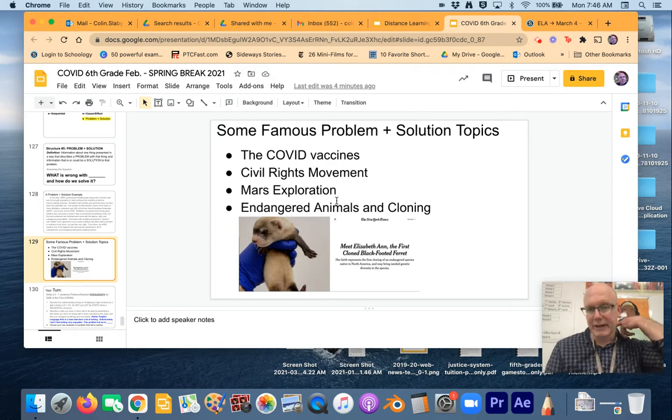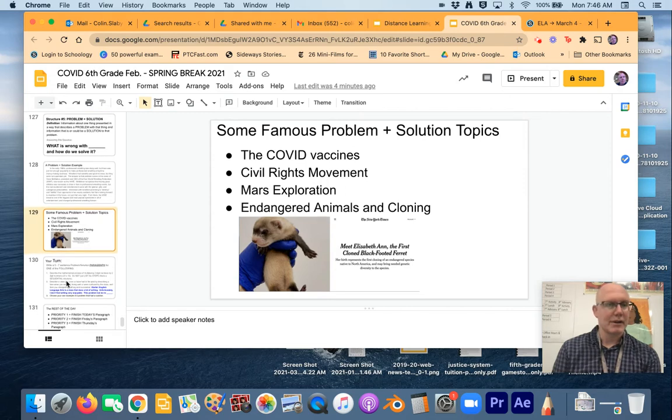Endangered animals and cloning. This one I just found this weekend, right? So this is a black-footed ferret, and there's like 500 in the wild total. They're really endangered. So what they're doing is they're cloning them. And actually, it's a way of protecting their species. So here we are, we have endangered animals as the problem, and cloning of them is the solution that people have come up with. So this was a really interesting article I read.